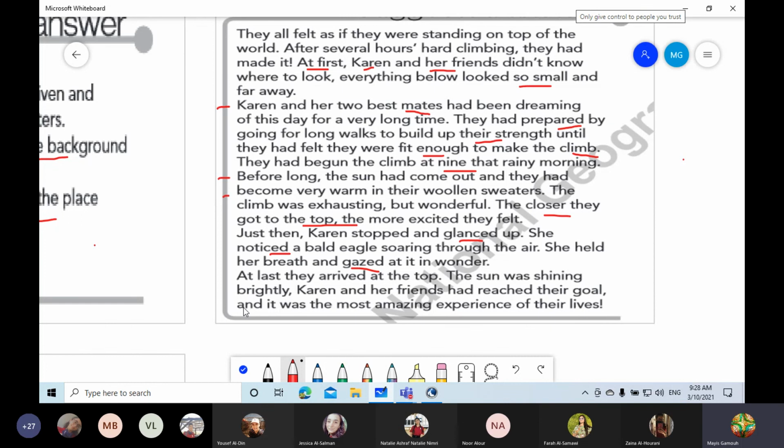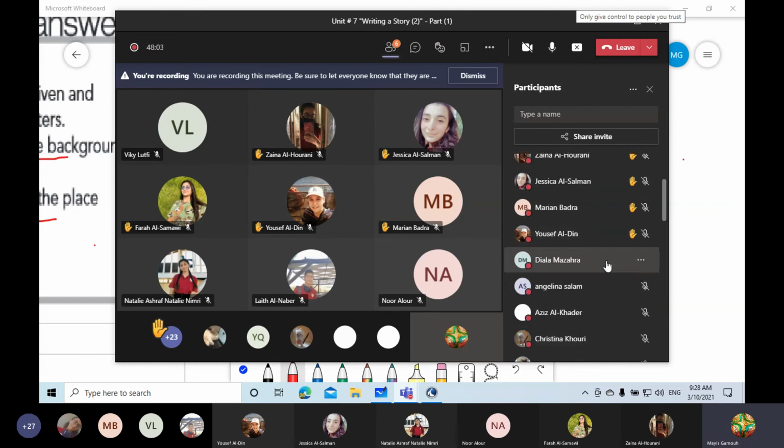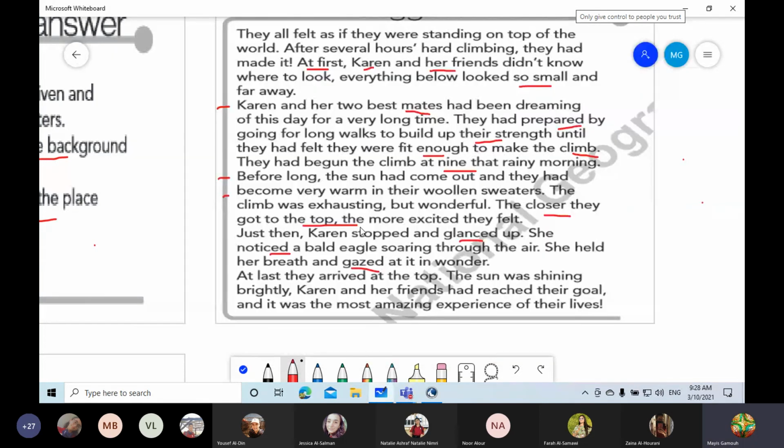The last paragraph will be for, let me see hands here. Yalla, Marianne, go. Diala, okay, Diala, because I didn't hear your voice. Excuse me, Marianne, dear, yalla. At last, they arrived at the top. The sun was shining brightly. Karen and her friends had reached their goal, and it was the most amazing experience of their lives.